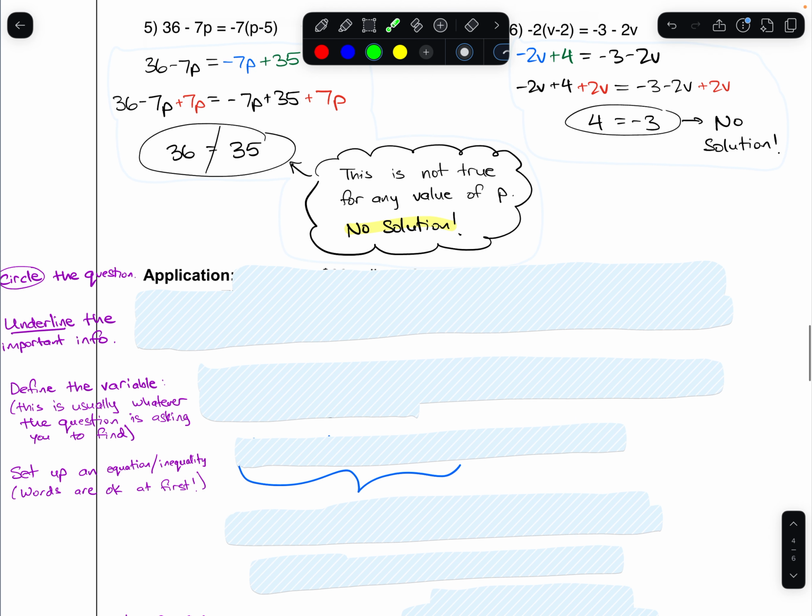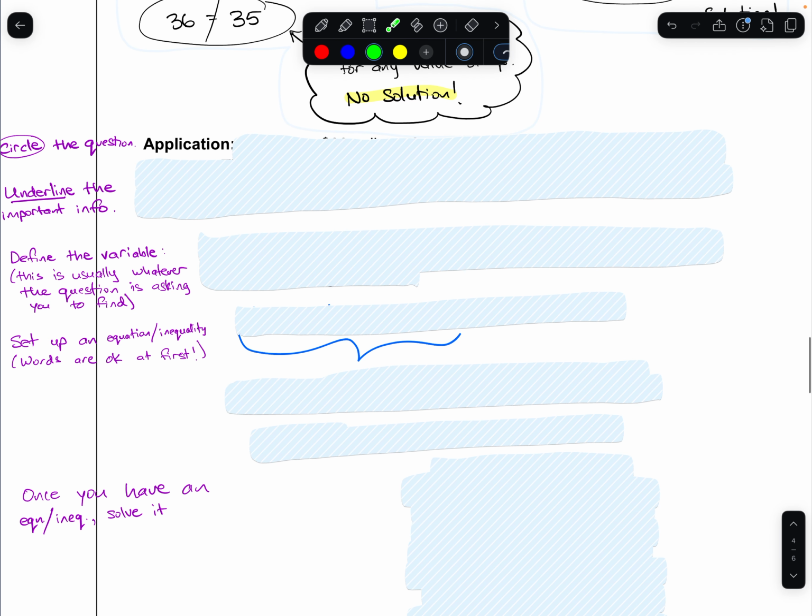All right, last problem, we have a word problem here. Again, make sure you circle the question and underline the important information. I'd like you to try that on your own, that's why I blocked it out. And then check and see if we circled and underlined the same thing.